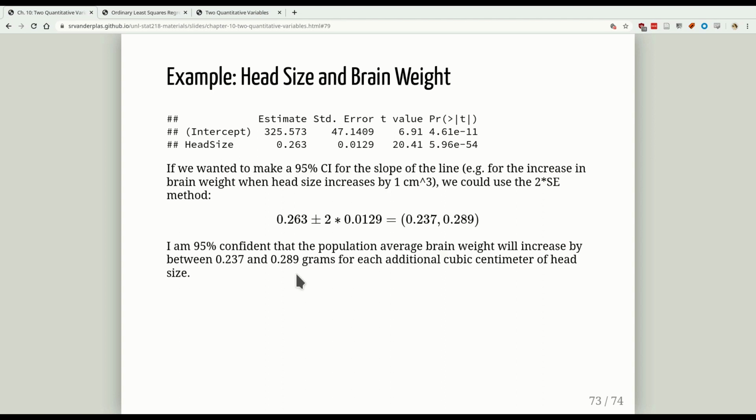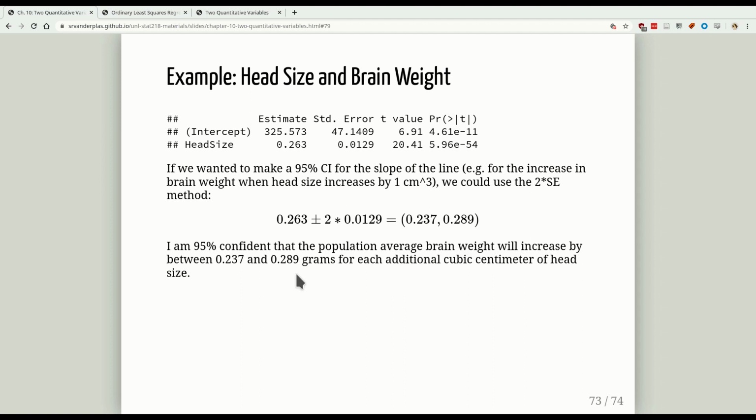We could make a 95% confidence interval for the slope, and you can get this out of the applet, of course, but the confidence interval is not going to match. So in this class, we use 2 times the standard error to get a confidence interval. So 0.263 plus or minus 2 times the standard error from the table, which is 0.0129, which means that we are 95% confident that the population average brain weight will increase by between 0.237 and 0.289 grams for each additional cubic centimeter of head size. All right.